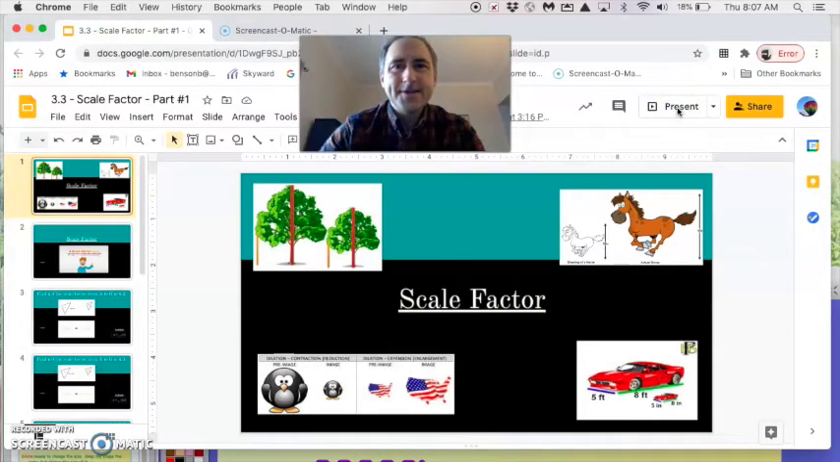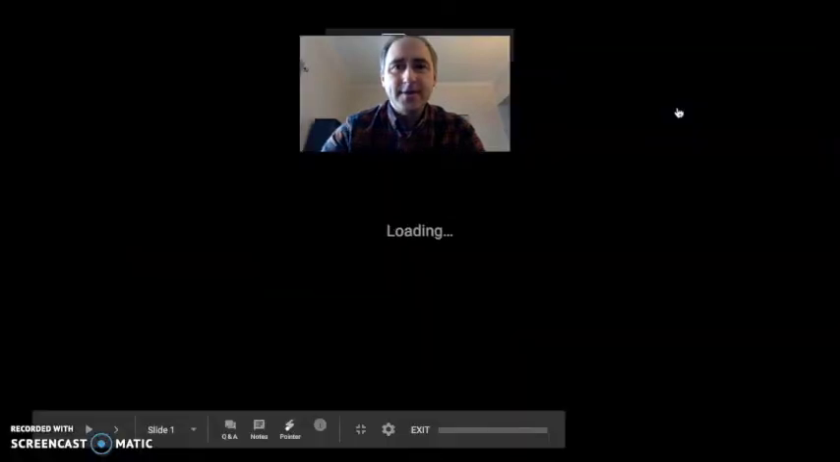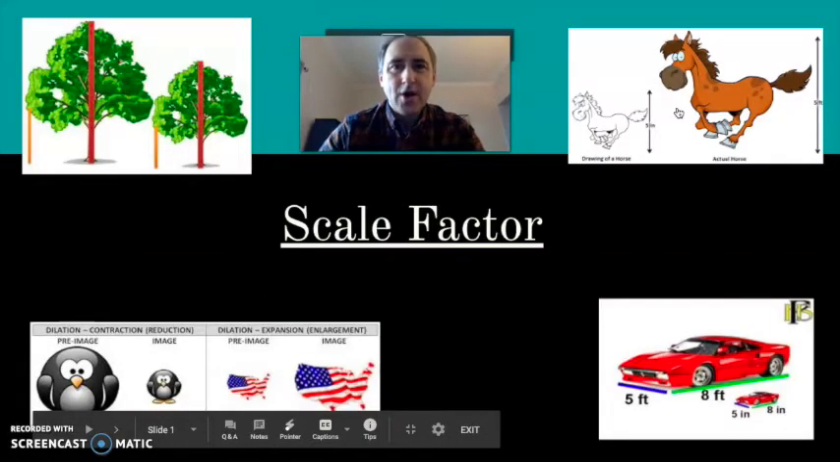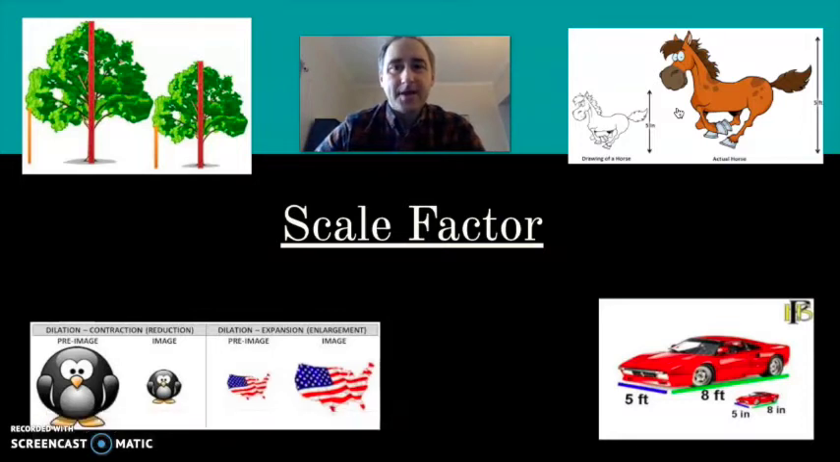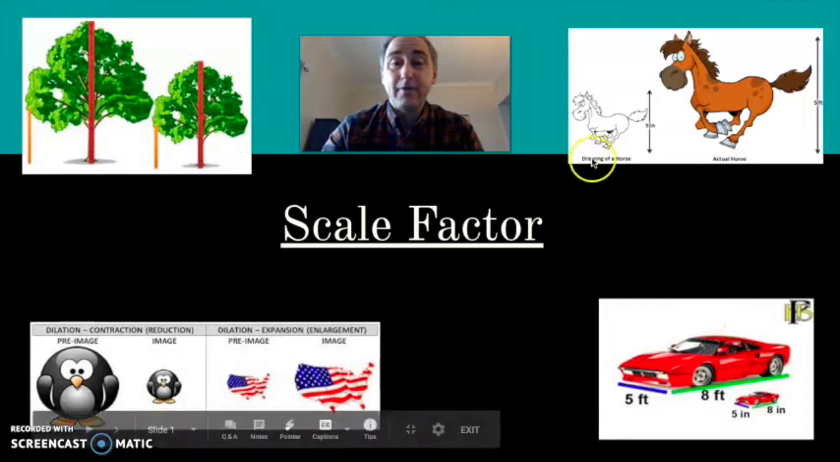Hello class. Today we're going to continue our discussion with Unit 3, Ratios and Proportions. We're going to talk about some real-life applications as they apply to scale factoring. What's scale factoring? That's when you, for example, take a picture and you want to blow it up into a bigger picture, or you have a big picture and you try to shrink it down into something that you can use on your PowerPoint presentation or Google presentation.